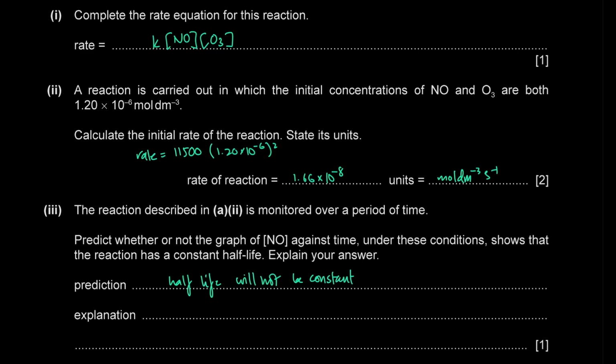And the reason why is because the reaction is not a first order reaction. The overall order of the reaction is 2, or it's a second order reaction overall. The way we can ensure that we get constant half-lives is by using a large excess of ozone. So the overall order of the reaction is 2, or in other words, the reaction is not an overall first order reaction.